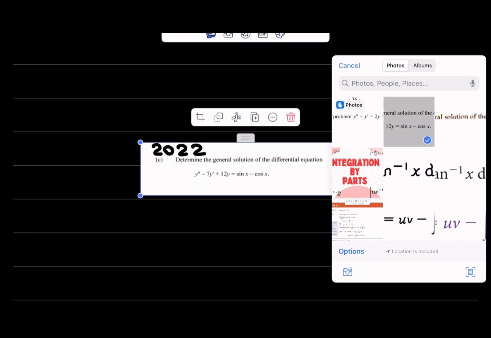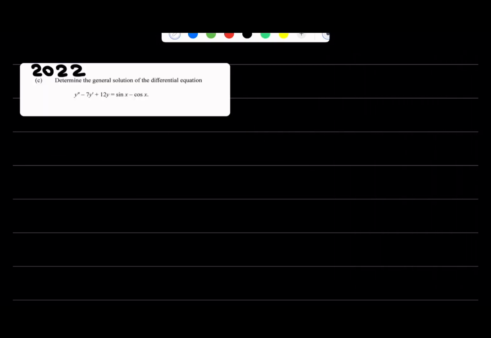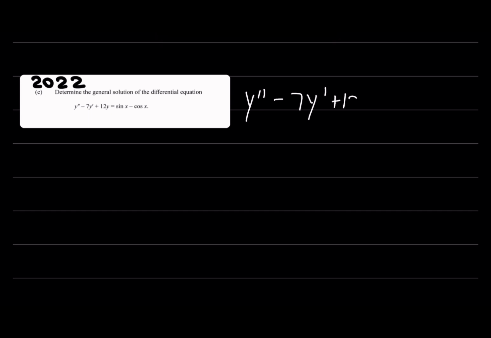So this one is going to be 2022. So this one is just 2 years ago. It's pretty recent, but let's see. So it asks us to determine the general solution of the differential equation, and it gives us a differential equation. So I'll just write it really quickly. So we have y prime prime minus 7 y prime plus 12y equals sine x minus cos x.